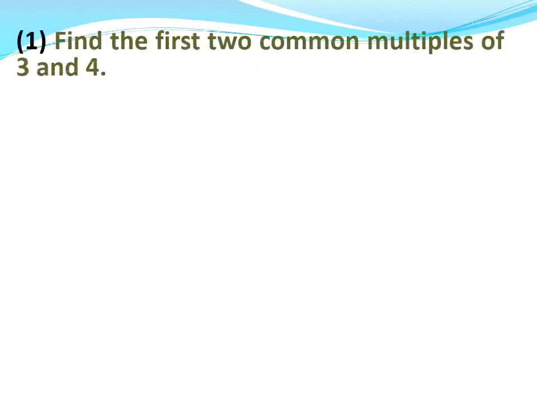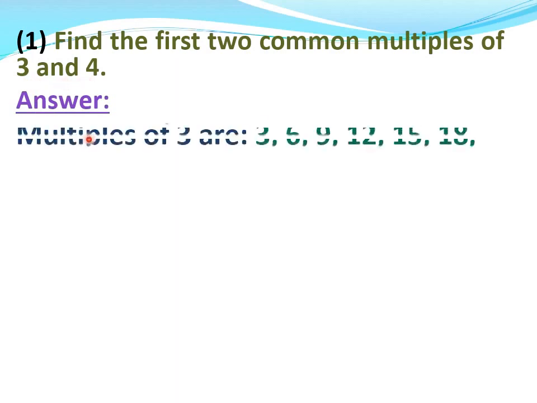Now, I will explain it by an example. Question number 1. Find the first two common multiples of 3 and 4. We have to find the first two common multiples of 3 and 4. Answer. First write multiples of 3 and then write multiples of 4.